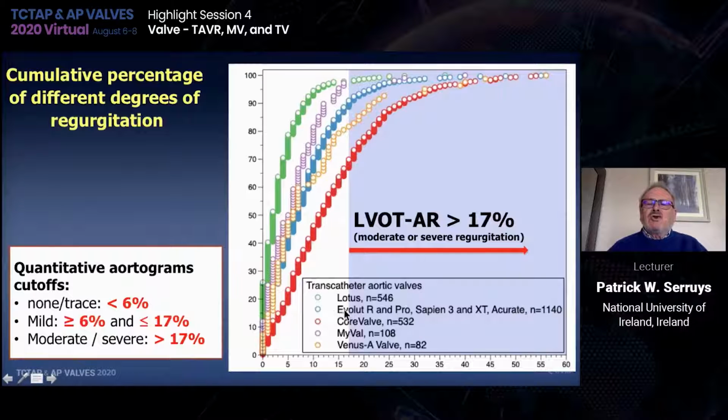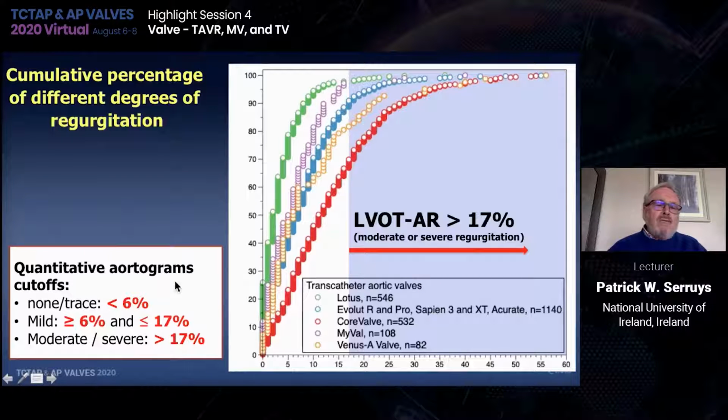Then there is a large cohort of Evolut R, Pro, SAPIEN 3, Accurate, and SAPIEN XT, about 1,000 patients in this blue curve. Here is a newcomer, the Venus valve of De Nova. And then you have a historical valve, the CoreValve, which in more than about 30% of the cases has moderate or severe regurgitation in the first generation.